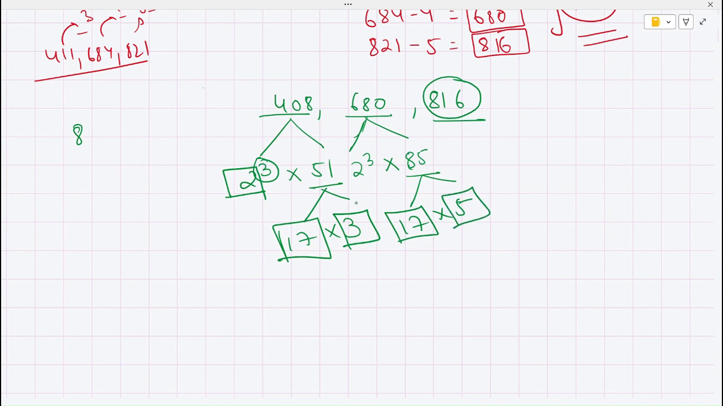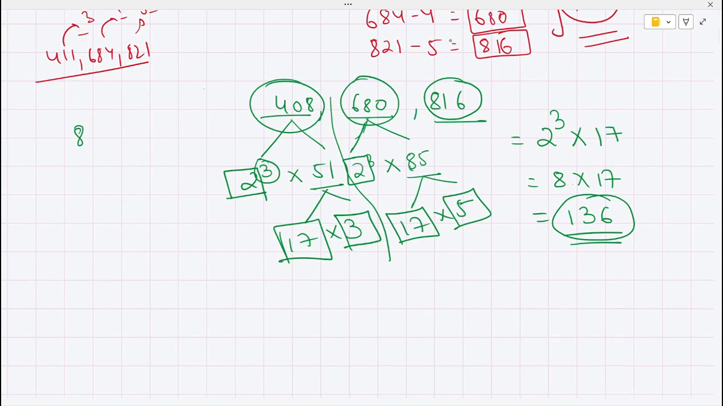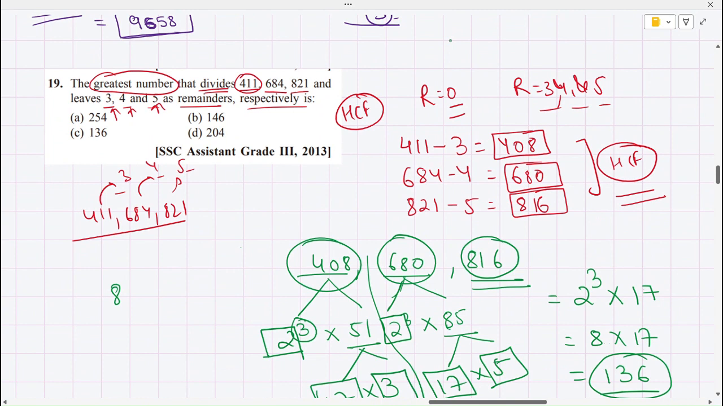Now we'll check the common base that is present in both of them. So what we have is first 2 raised to the power 3 that is common in both. Then it will be multiplied by 17 because 17 is also a prime number and it is common in both these numbers, that means for 408 and 680, which means that the answer will be 8 multiplied by 17, which will again give us 136. So this will be the highest common factor of both these numbers. So here the answer becomes 136. This will be the answer for this particular question.